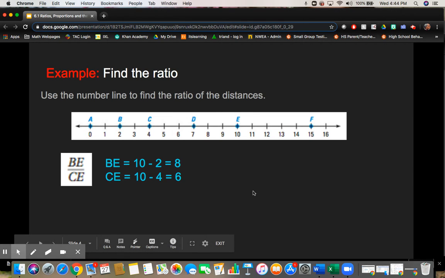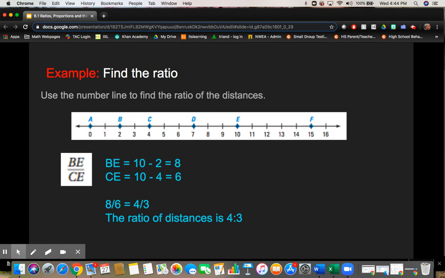All I have to do now is write my ratio and simplify. BE to CE would be 8 over 6, which simplifies to 4/3. Therefore, the ratio of the distances would be 4:3.